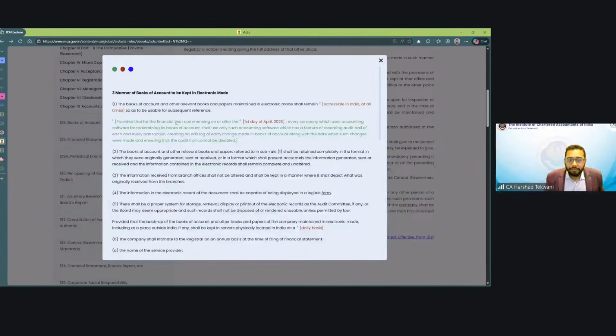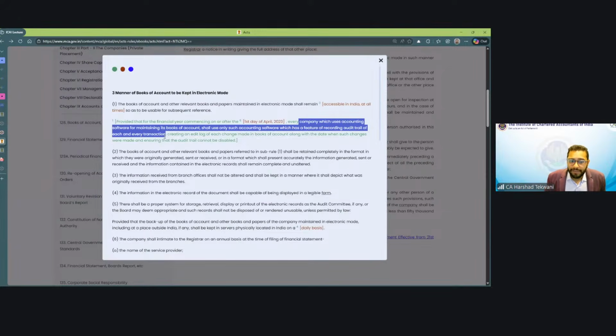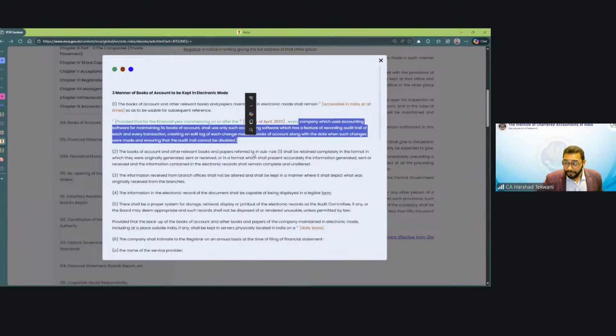What they say is, from the financial year commencing on or after 1st April 2023, every company which uses accounting software for maintaining books of account shall use such accounting software which has a feature of recording audit trail of each and every transaction, creating an edit log of each change made in the books of account along with the date of such change, and ensuring that the audit trail cannot be disabled. That is the requirement placed on the companies, the first step of the audit trail and audit log.